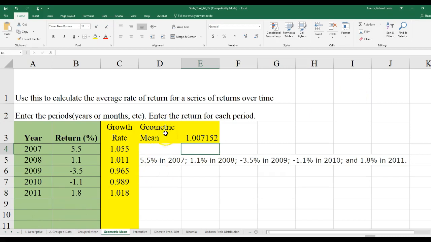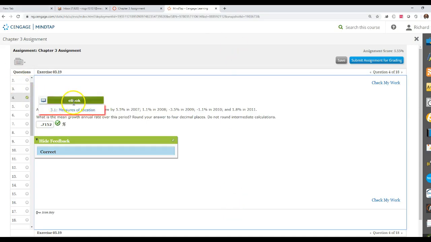So this gives us a geometric mean of 1.007152. Converting that to a percent would simply be 0.7152. So returning to the problem and entering in that 0.7152%, that is the correct answer.